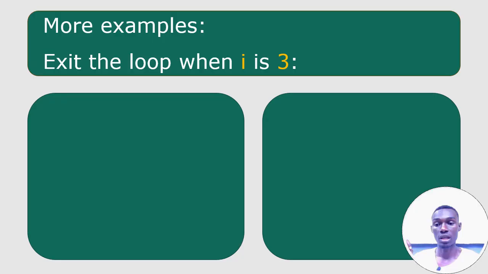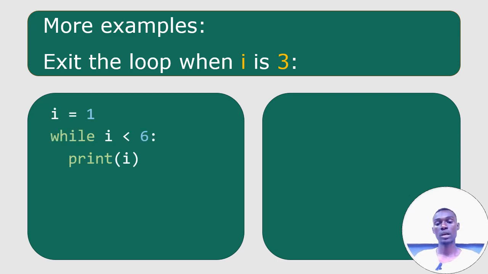Here are more examples on the break statement. It says exit the loop when i is equal to 3. Here we created a variable called i and assigned 1 to it. We use the while loop to check if this condition is true: while i is less than 6, print i. So i is 1, and 1 is always less than 6. It will print 1, then return back to the loop.